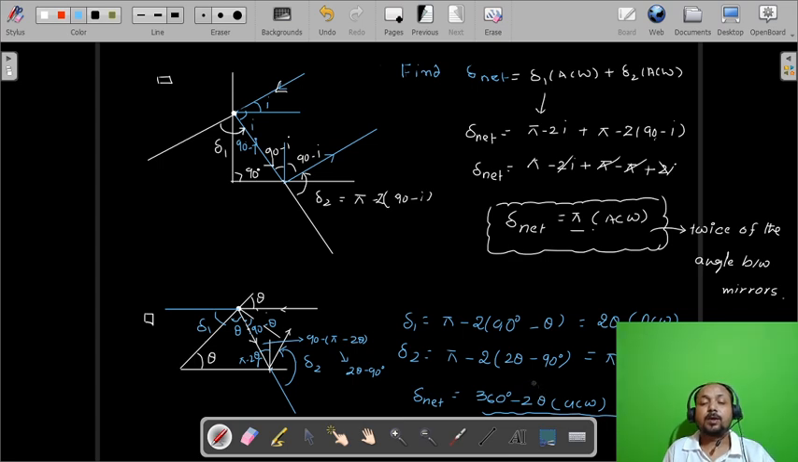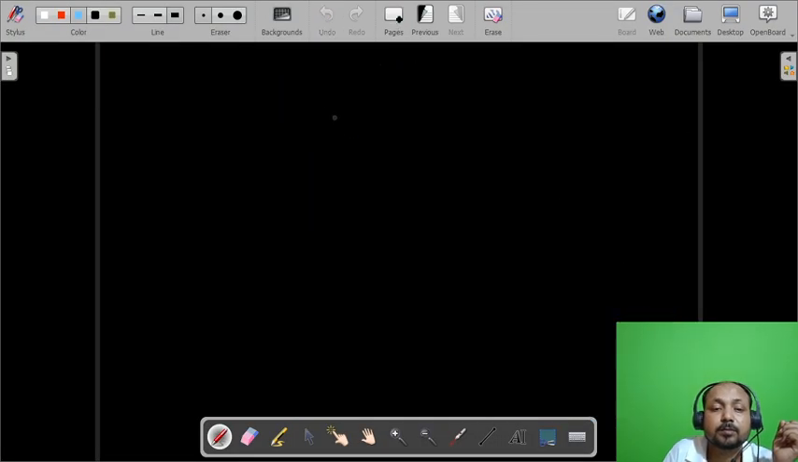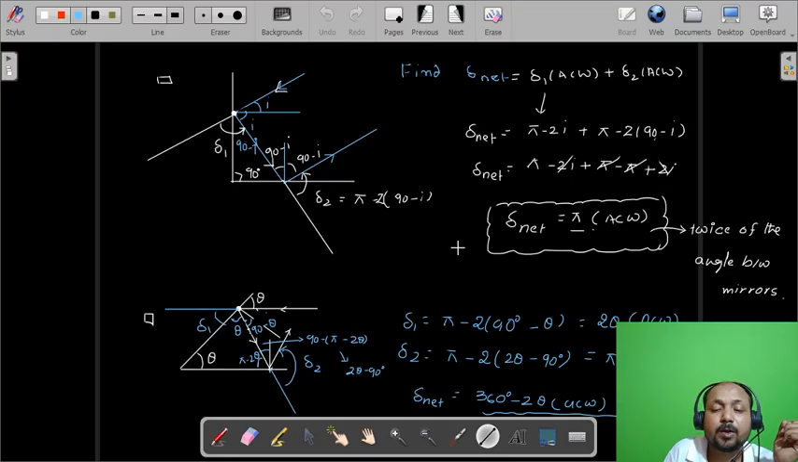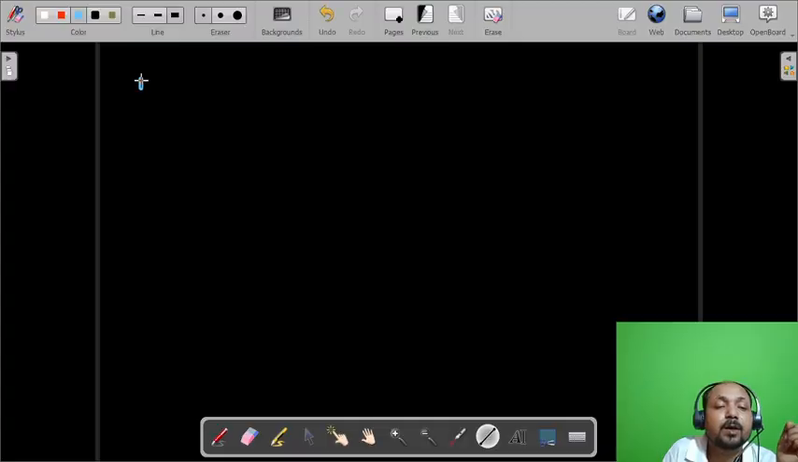Now let us take some other example. In the previous question we have also seen that this deflection angle, this deviation angle, is equal to twice this theta, but we have to mind the direction. This direction should be taken by tracing the ray diagram.